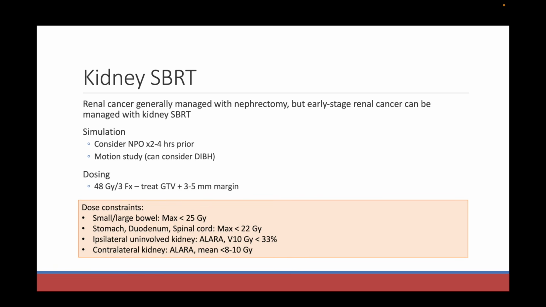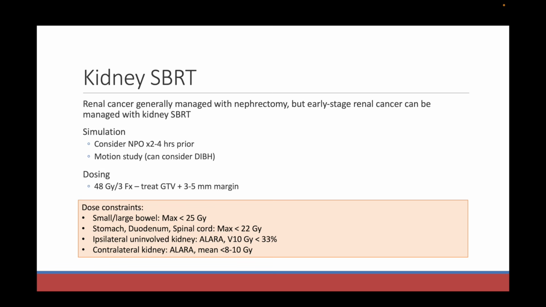Just in case kidney SBRT shows up on the exam, keep in mind that renal cancer is typically managed with nephrectomy, but early stage renal cancer can be managed with kidney SBRT as well. So for simulation, you would consider keeping these patients NPO, you would do a motion study, consider DIBH. And again, it's not on the slide, but IV contrast would be very, very helpful. If you don't have IV contrast available, you need to fuse a contrast enhanced image so you can see the tumor.